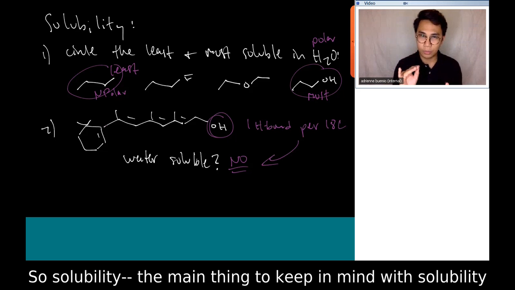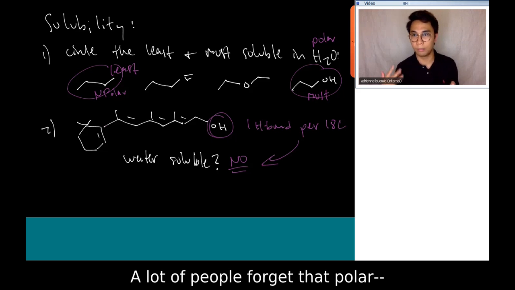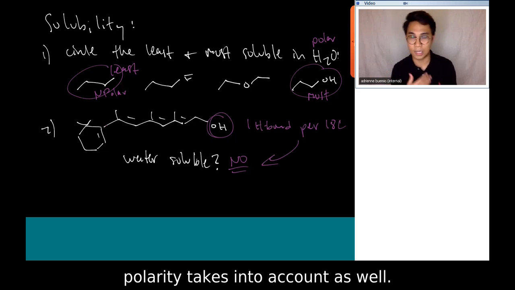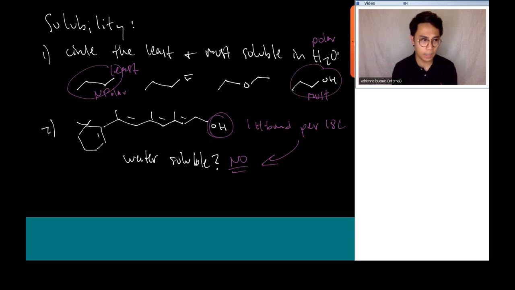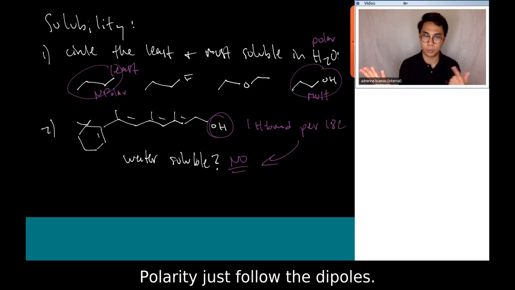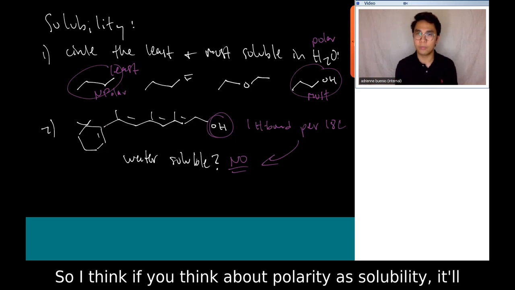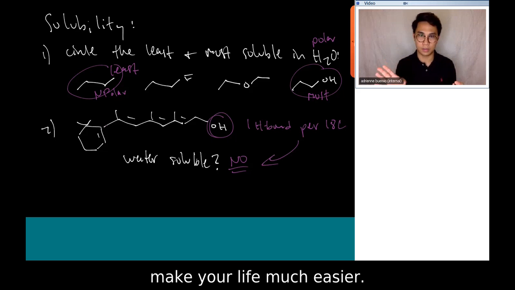The main thing to keep in mind with solubility is the polarity. A lot of people forget that polarity takes into account as well, right? It's easy to tell what polarity is. Polarity, just follow the dipoles, where's the electronegativity coming from? So I think if you think of polarity, it's solubility, it'll make your life much easier.